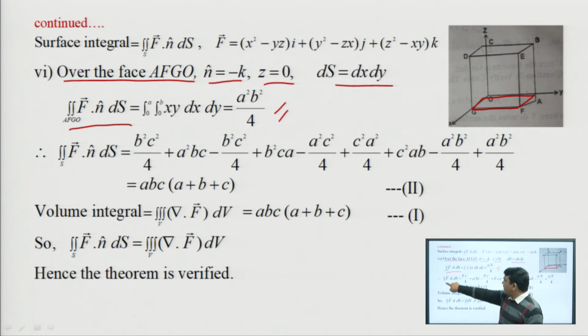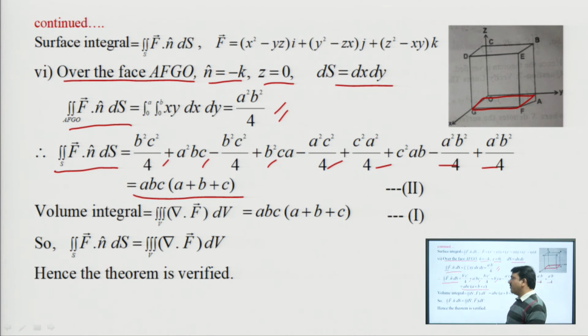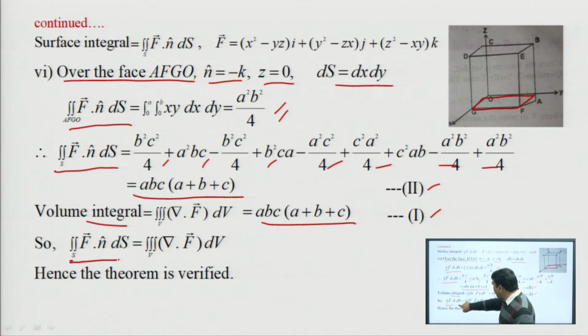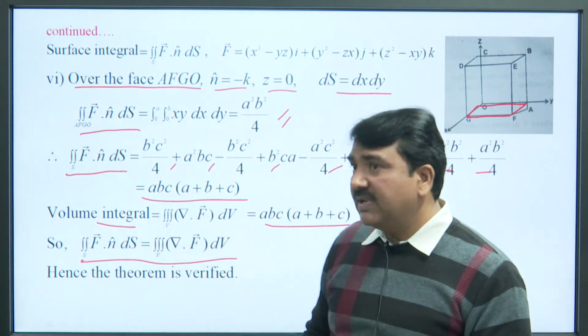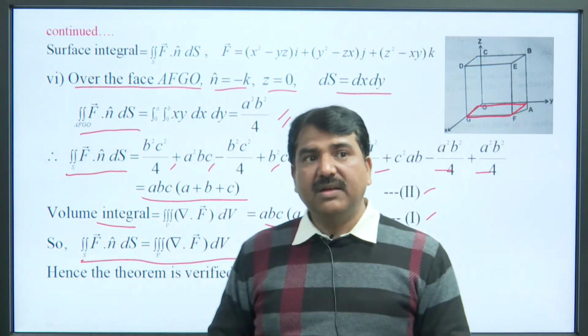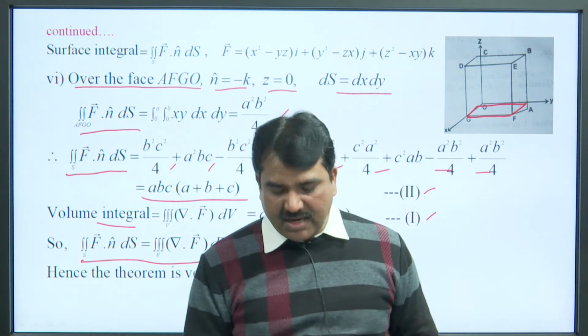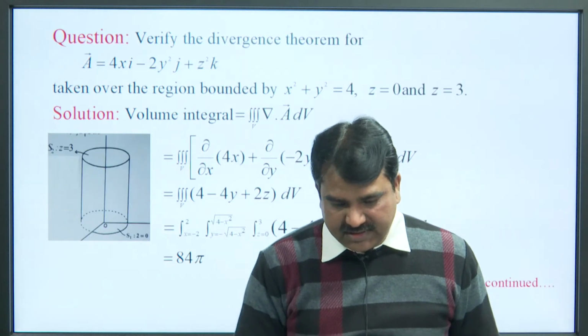So, finally, when we write the total surface integral of F dot n dS for the closed surface, we have to find the sum of all the surfaces. If we write the sum of all the surfaces, then we get the value as this, and this is the value of the surface integral. We have already evaluated the volume integral as abc into (a plus b plus c). So, from these two expressions we can see that the integral of F dot n dS is equal to the integral of divergence of F dV, which states the divergence theorem. In this way we verify the divergence theorem in this problem.